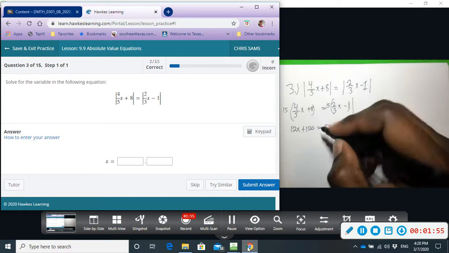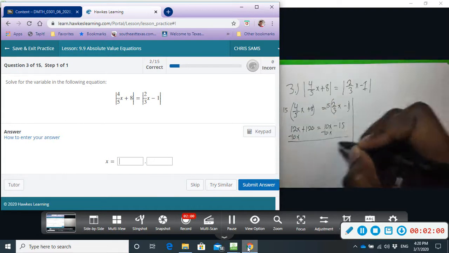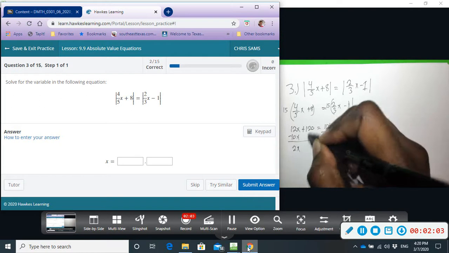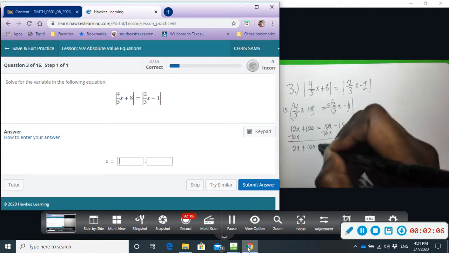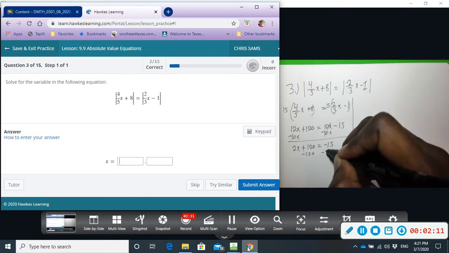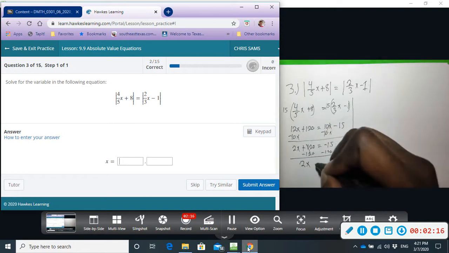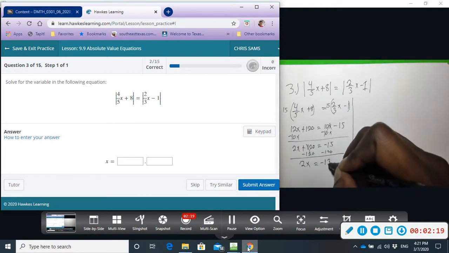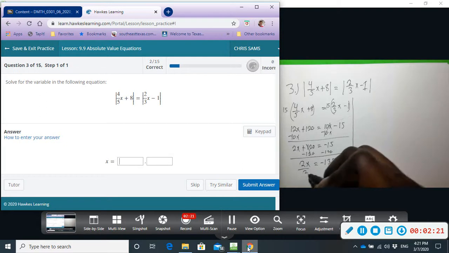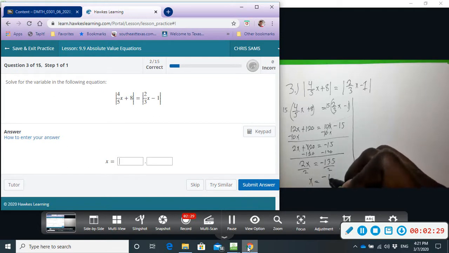And then from here, we're going to combine like terms. So we're going to subtract the 10x to move it over. This leaves us with 2x plus 120 equals negative 15. Subtract 120 from both sides. This gives us 2x equals negative 135. And then divide both sides by 2. And that leaves us with x equals, and this will not go into evenly, so we'll just leave it as negative 135 divided by 2.